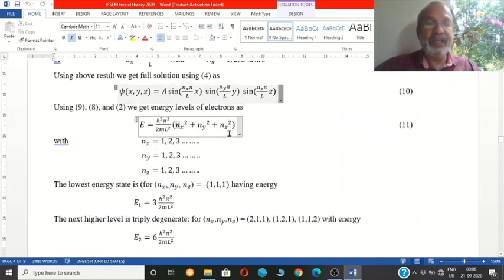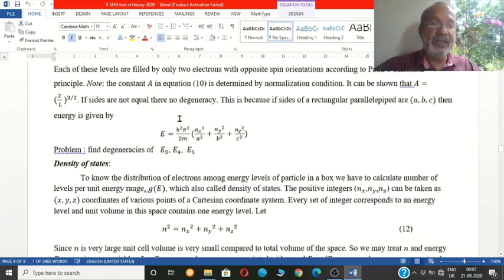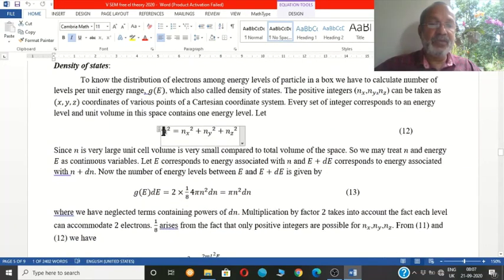The expression for energy is this. You have got nx square, ny square, nz square, where nx, ny, nz can take positive integer values. So depending upon the values, we will get various energy levels. And in the last class, we have seen that since the number of electrons is very large, the integers nx, ny, nz may be treated as continuous variables, and this nx square plus ny square plus nz square is taken as some n square.